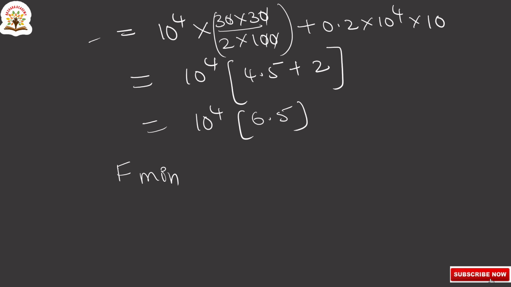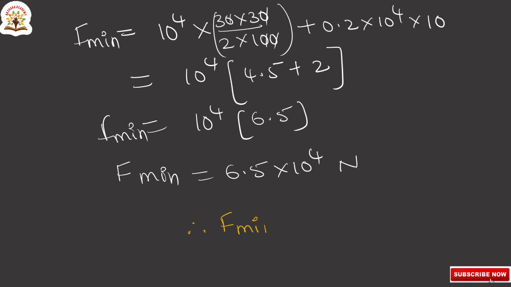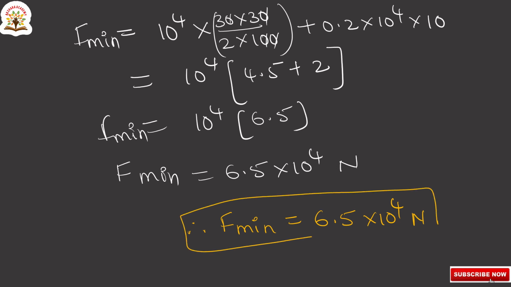So F minimum is equal to 6.5 into 10 to the power of 4 newtons. Therefore, the minimum force required is equal to 6.5 into 10 to the power of 4 newtons. Okay, next we'll go to the next question.